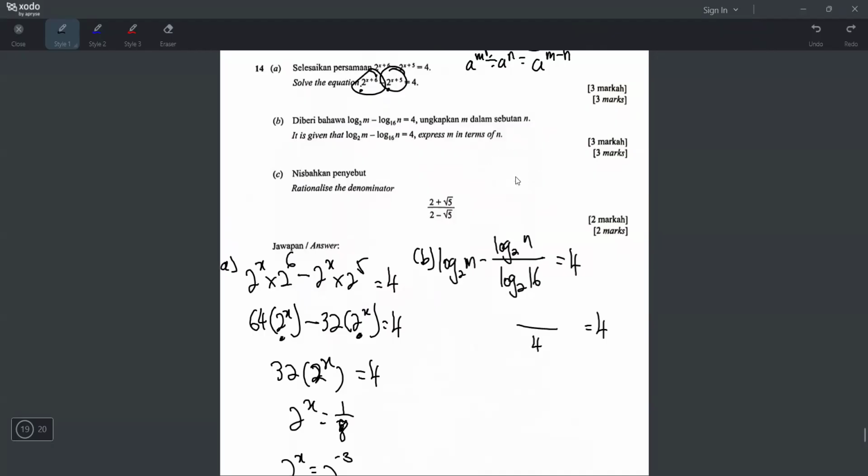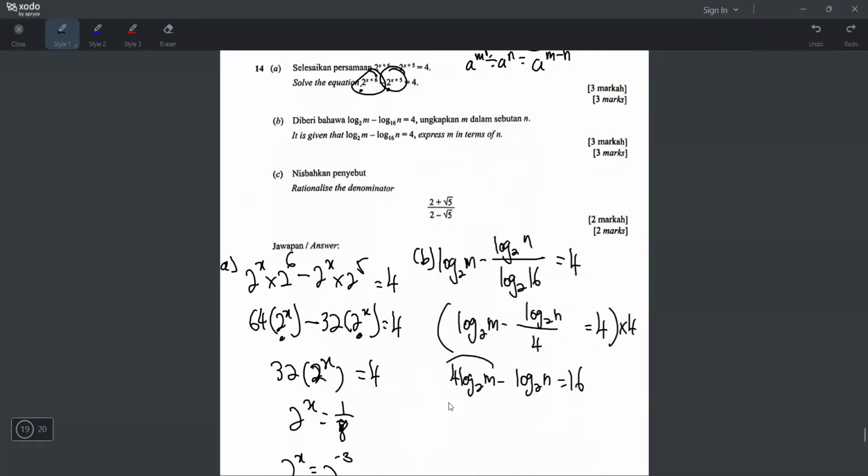Okay, now the top here is log 2n, and then here is log 2m minus. Okay, how to get rid of the fraction? Just take everything times 4, right? Because you want to remove the fraction. So when you times 4, you get 4 log 2n minus, when you times 4, you get log 2n. Because times 4, you can cancel, right? And then 4 times 4 is just 16, right?